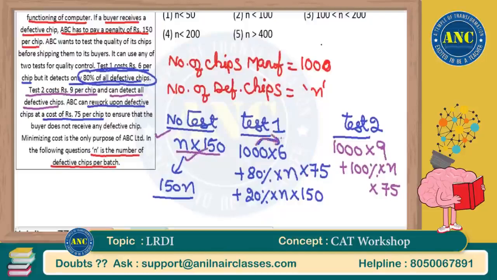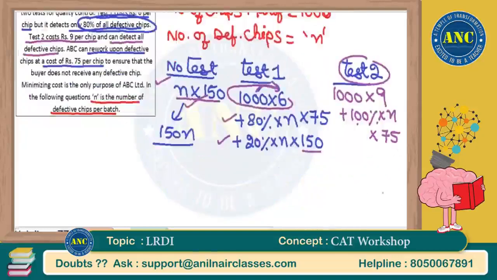Each book he will check whether it is printed properly or not. 1000 into 6. Because he is not highly experienced, he identifies 80%. 20% will go to the customer. So it is 150. Test 2: experienced person, 1000 into 9, 100% into n into 75.